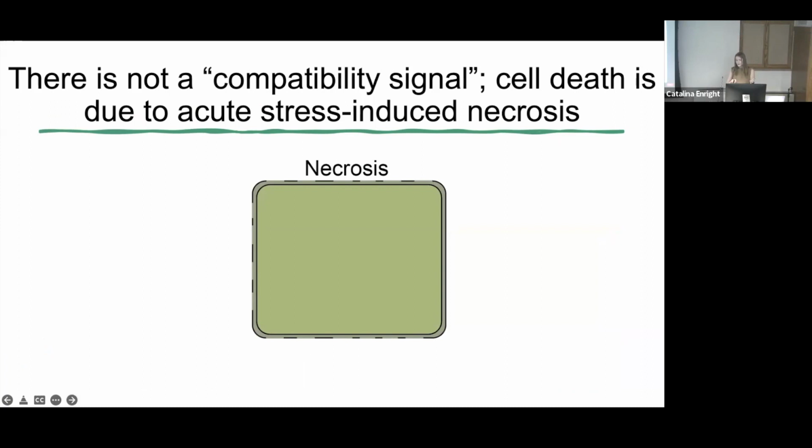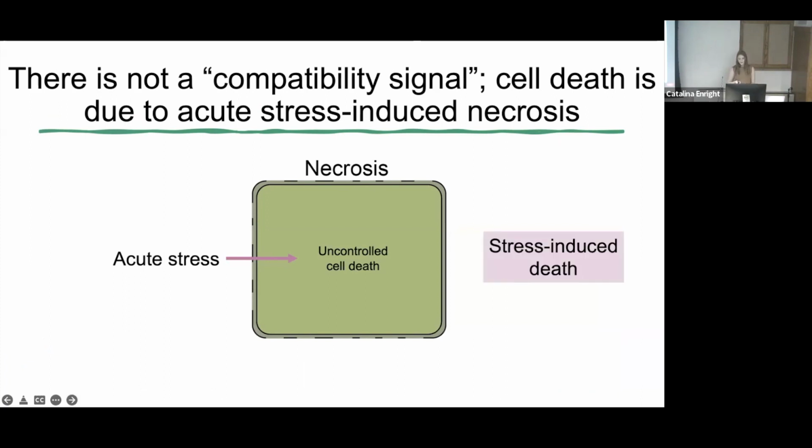It is necrosis. So that means that some acute stress is acting upon those areas of deep tissue cell death, causing uncontrolled cell death and leading to stress-induced death. So the outlying question is, what is the stress? There are some different hypotheses here, and I have my favorites, but it could be metabolic toxicity. It could be a cytotoxic accumulation of ROS. It could even be osmotic stress. Any of these are things that can cause stress-induced necrosis.